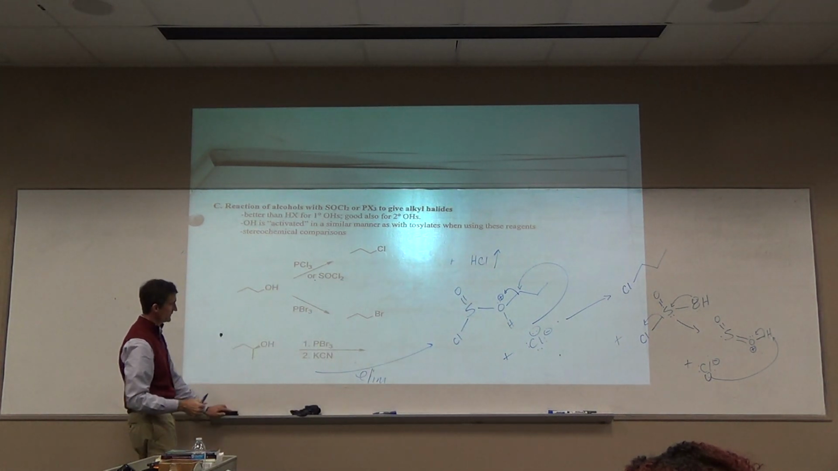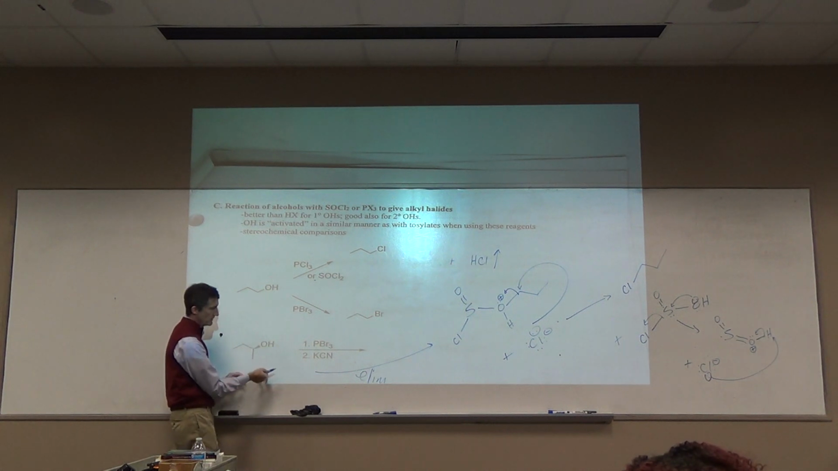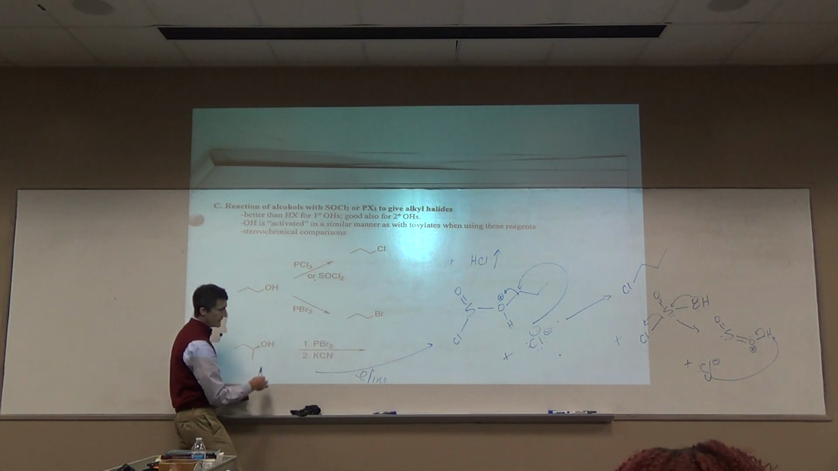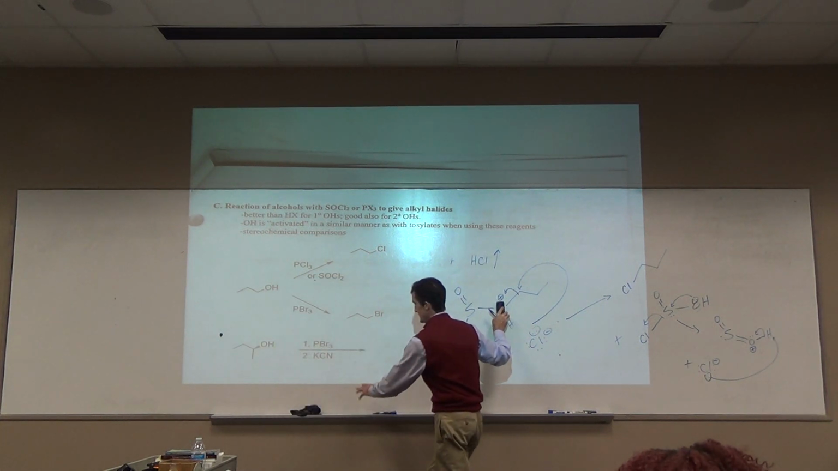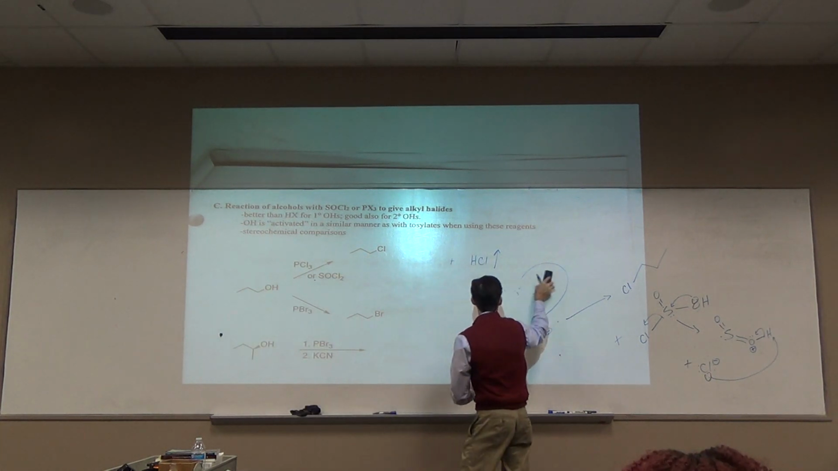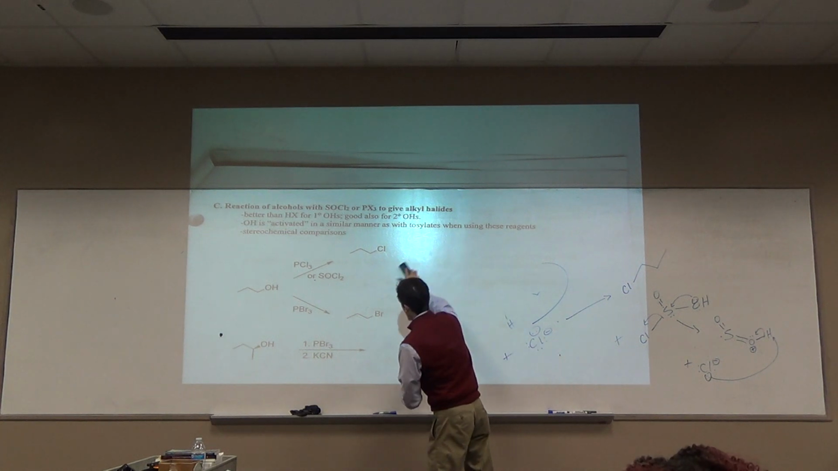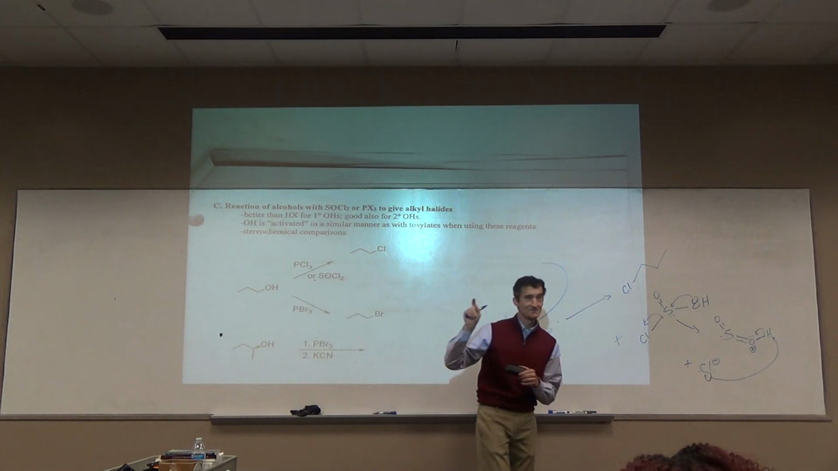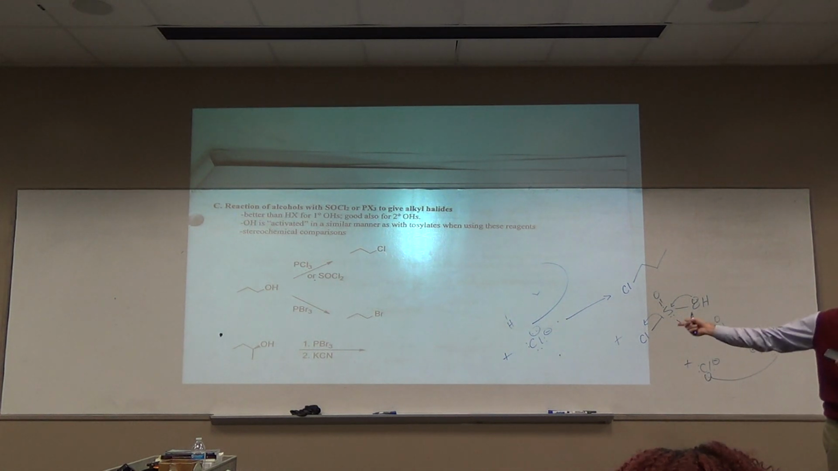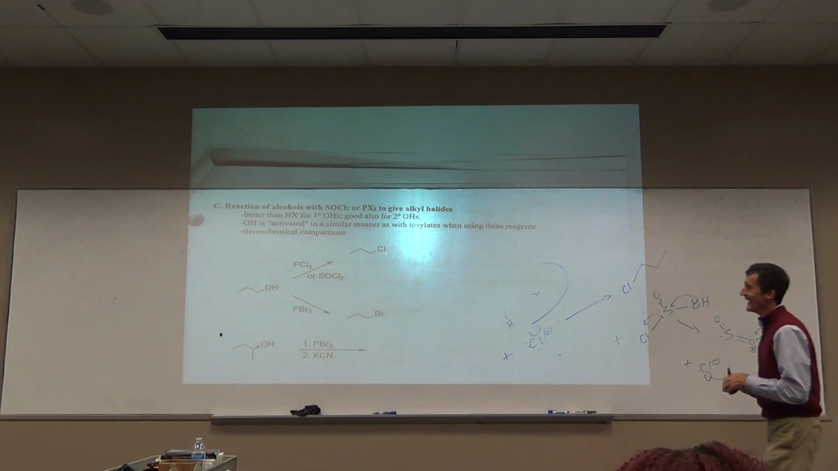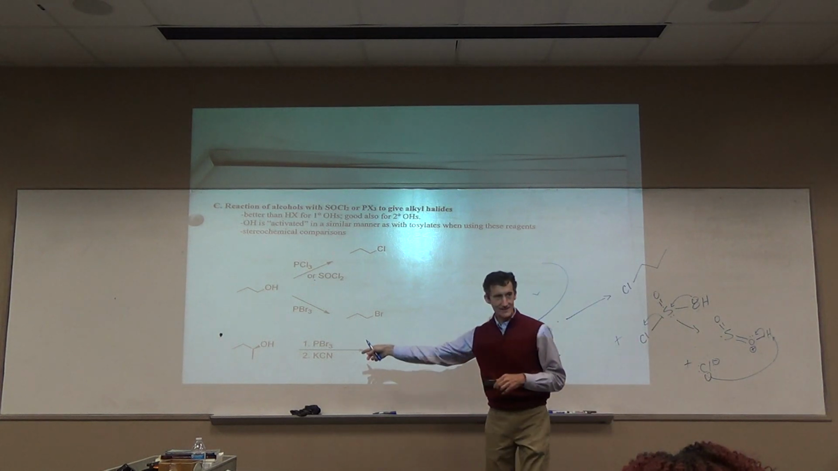So let's do a reaction here. Take this alcohol, then PBr3 followed by KCN. This is a nice set of reagents here. Now, familiar with PBr3? Anybody? It's PBr3. Okay. And everybody knows KCN, right?